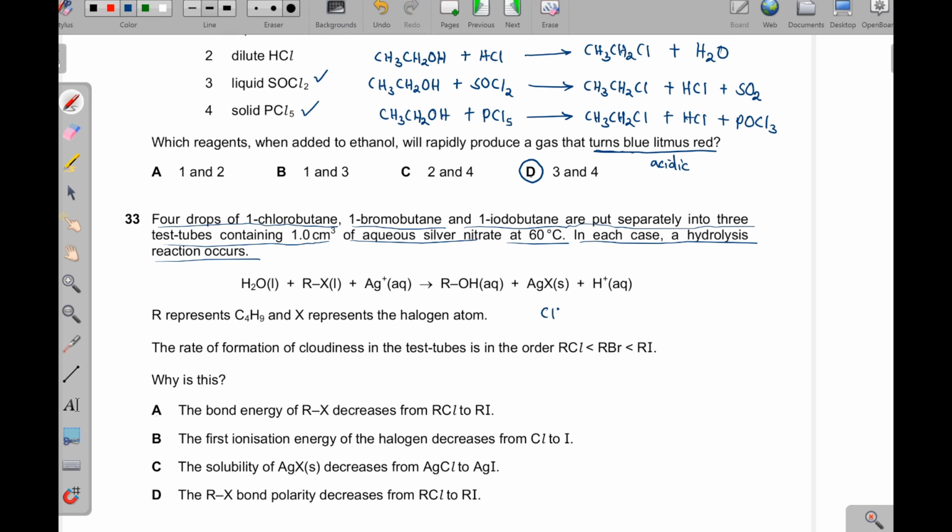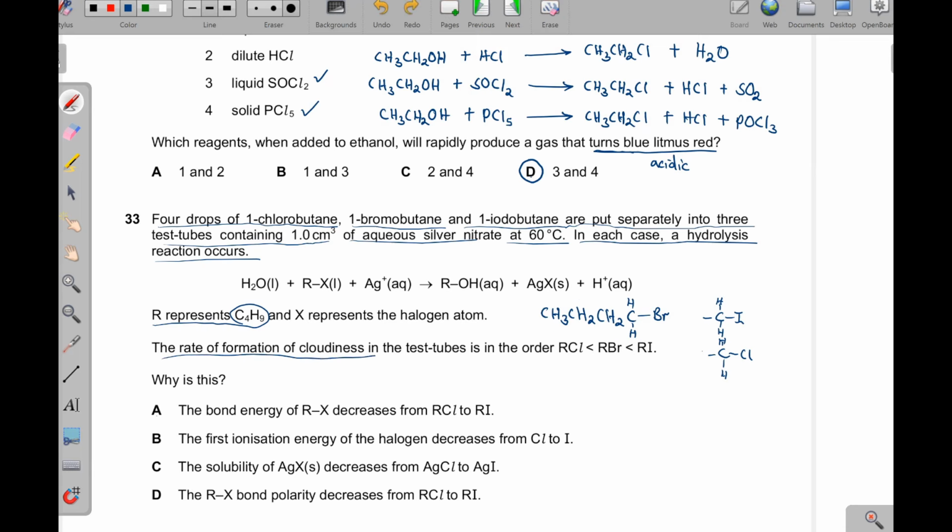In other words, this CH3, we have CH2, CH2, then there is CH2 here with a Br. Then we are also having another with the iodine. Then we are also having another with the chlorine. You see that? Now they are saying that R represents this butyl group and X represents the halogen. So the R is actually this whole butyl group. Then X is the halogen.